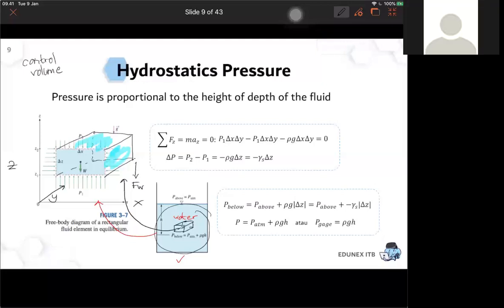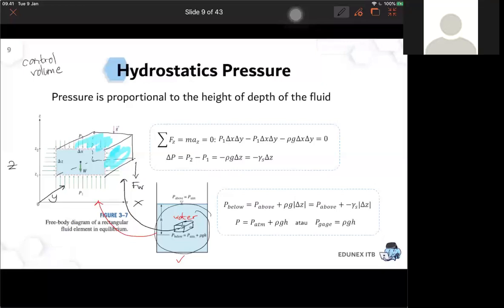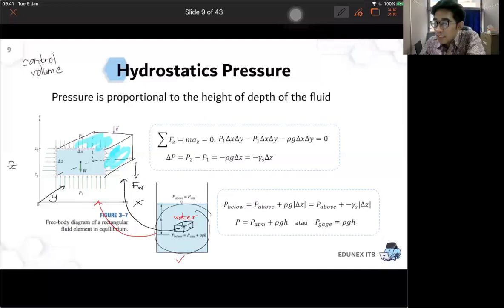There is intermolecular forces included, sir. Intermolecular forces, then? I don't know, sir. Okay. The other types of force that act upon this box of the liquid is the pressure force, right?